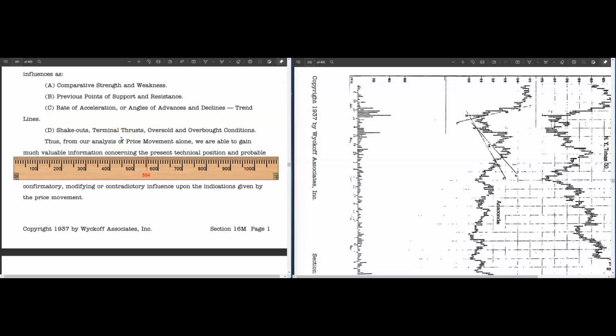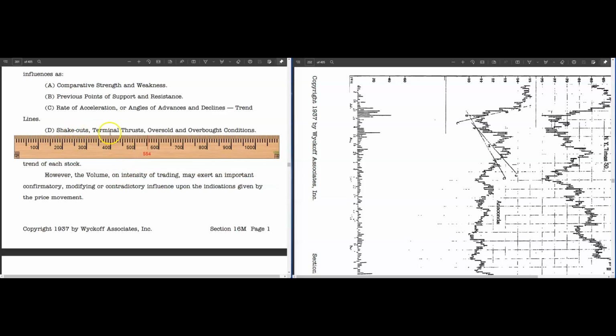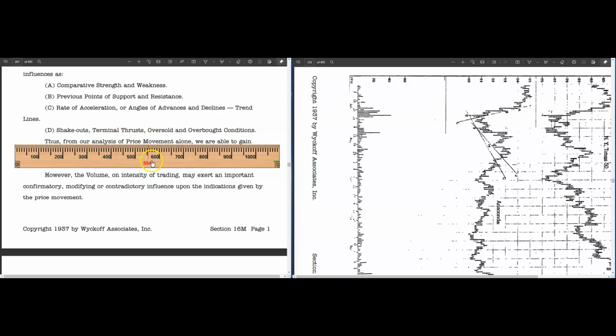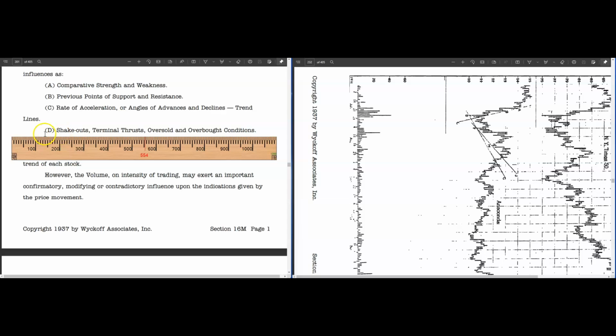And why I say that is because a lot of folks are fairly sophisticated. Oh, there's a D. Shakeouts, terminal thrust, oversold, overbought conditions. This is just so important. By the way, when we say shakeouts, I'm going to throw in springs and upthrusts in there. All right. I think under the heading of price, we'll be looking at relative strength, support, resistance, trend, momentum, and springs, upthrust, as well as overbought and oversold conditions.